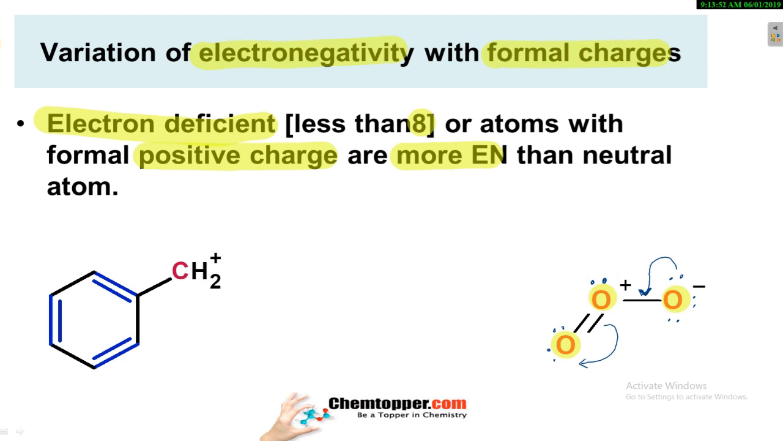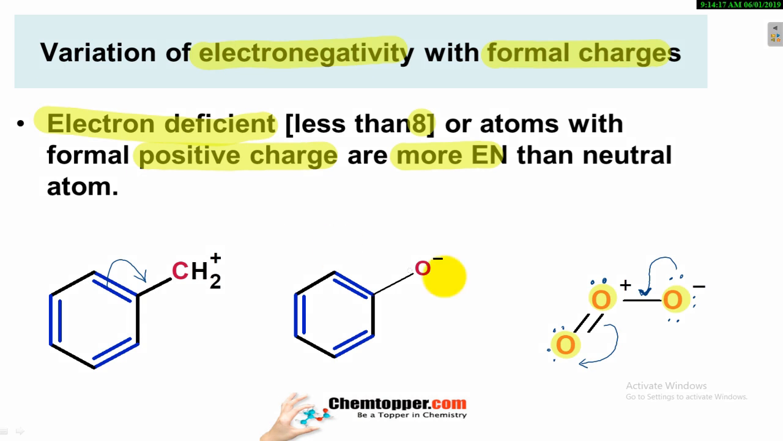Let us work with another example. In this, carbon is electron deficient with a formal positive charge and has only 6 electrons on it. So during resonance, this pi electron density will move in the direction of the more electron deficient carbon, the one with formal positive charge.